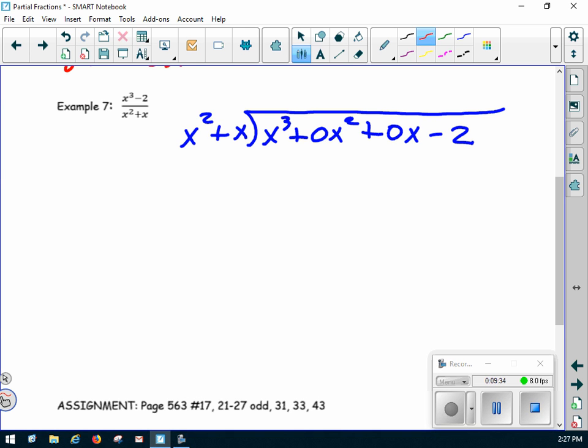All right, let's do this. X cubed divided by x squared. First divided by first, that's x. What do I do with that x? Multiply it by x squared plus x. And I heard subtract, which means change the signs.